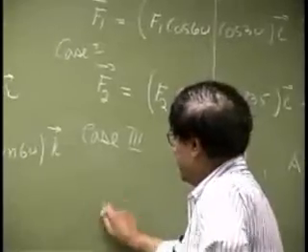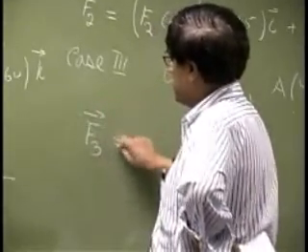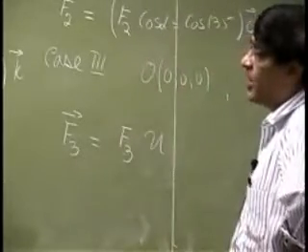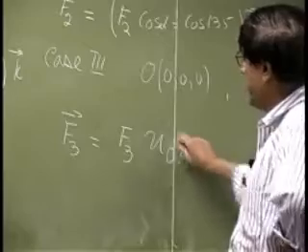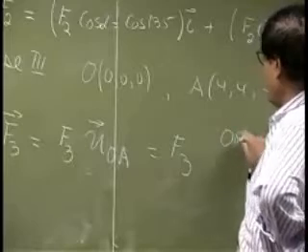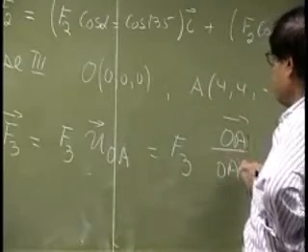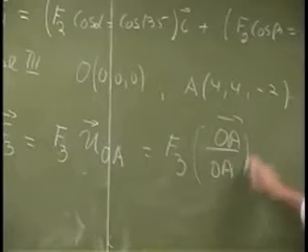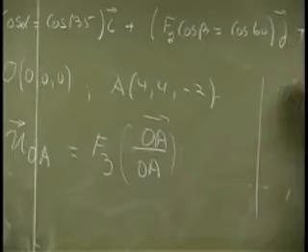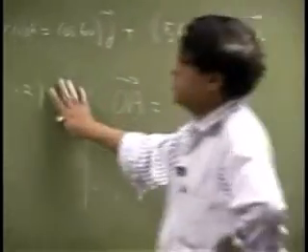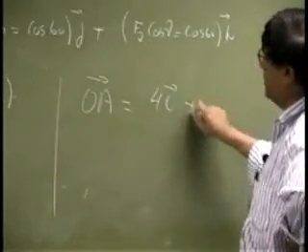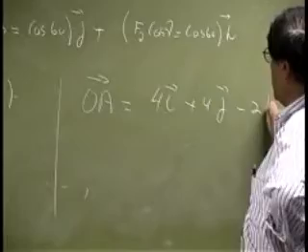So if I want to write F3, this is going to be the unknown magnitude times a unit vector which goes from point O to A, and that's going to be F3 times OA divided by its magnitude. So we really need the position vector OA. We get OA from here, take the coordinates of this, subtract from this, so there's not much you can do there. You get 4i, 4j and -2k.